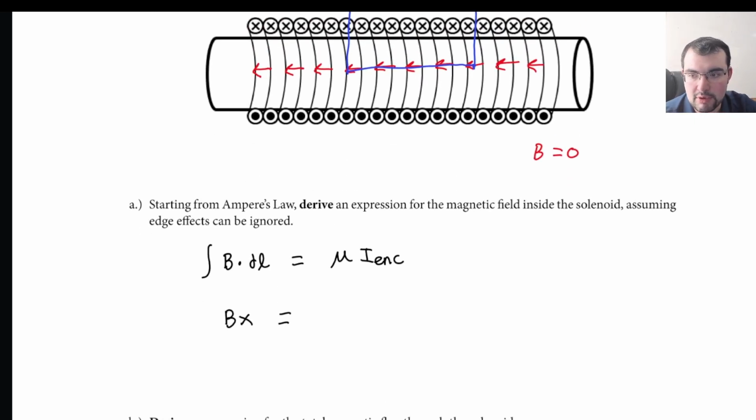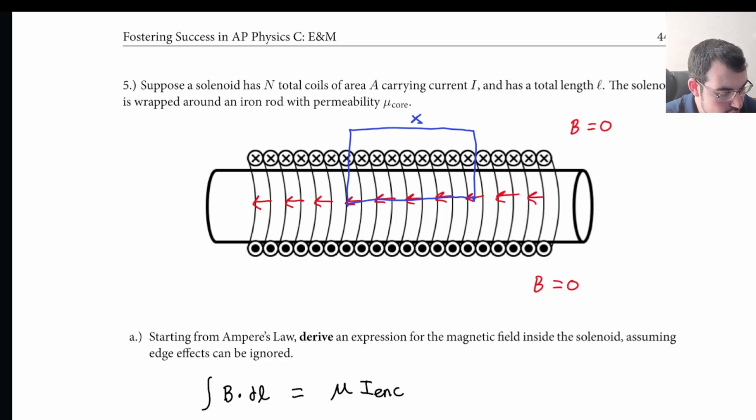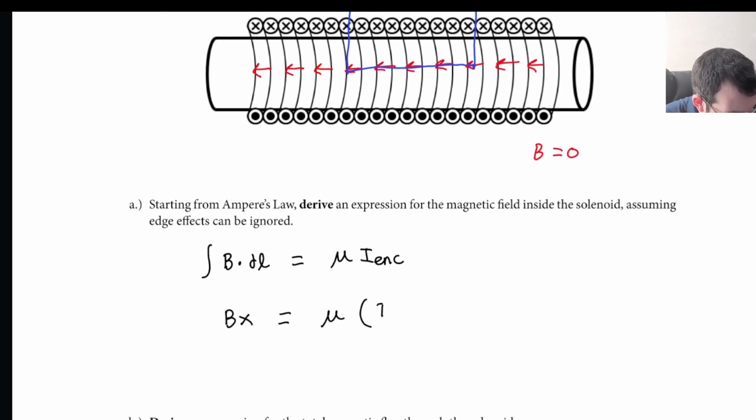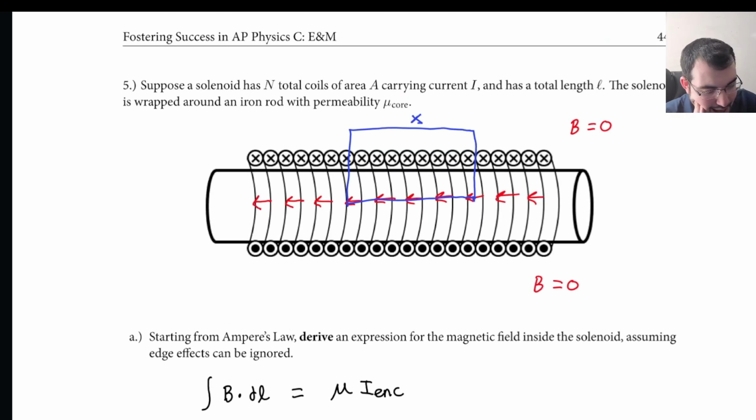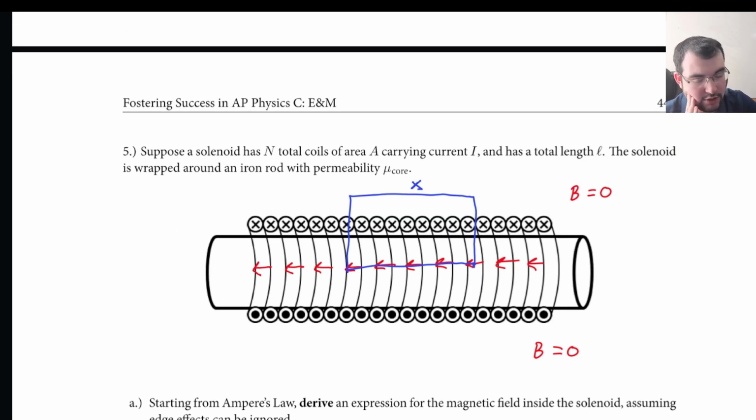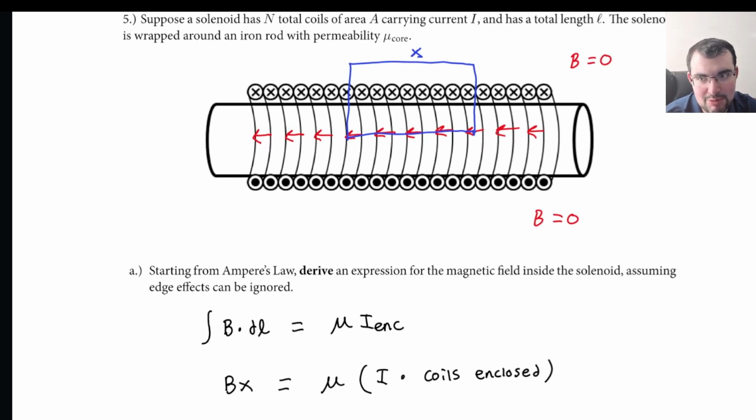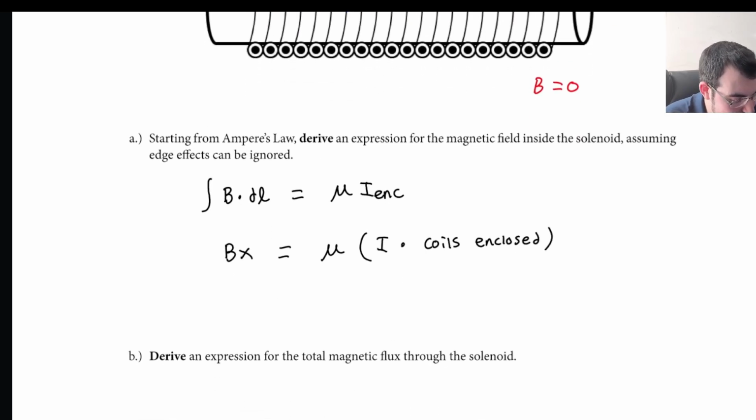And then what is my I enclosed? So let's figure that out. We know that it's going to be I times coils enclosed. It's not capital N, because capital N would be if I enclosed the entire solenoid. So we have to do some accounting to figure out how many coils it actually is.